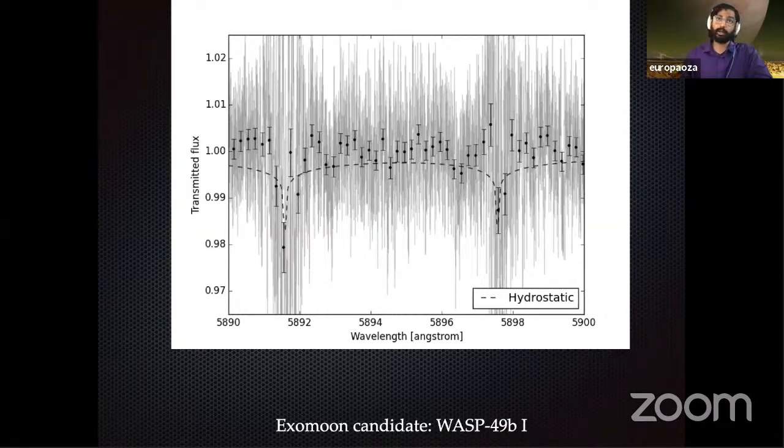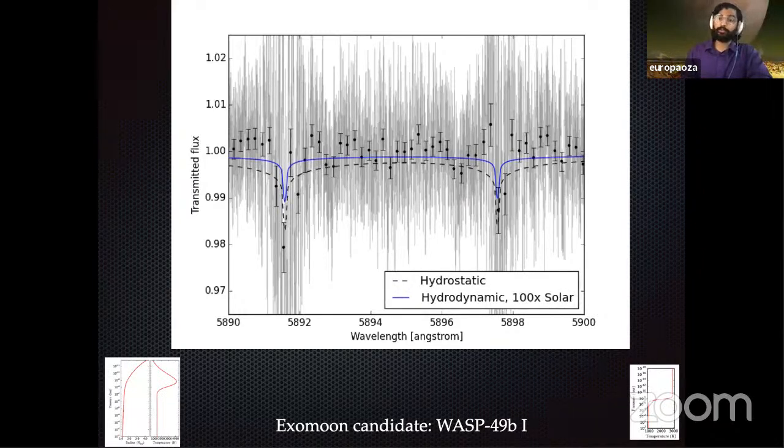Now, the hydrostatic model assumes the planet itself is supplying the sodium. You can see, first of all, that it's very narrow. The significant amount of heating is missing. And second of all, if you look at the left-hand doublet, it seems to be having trouble reaching that depth.